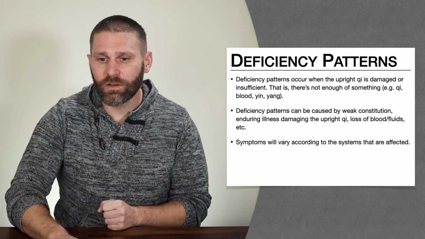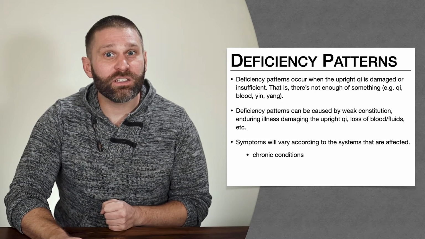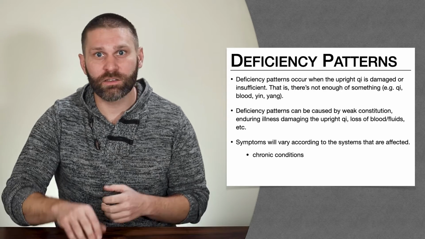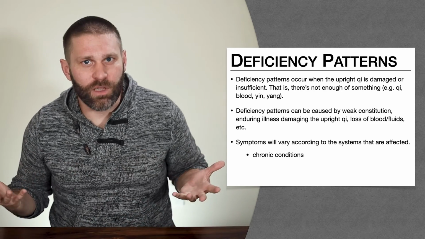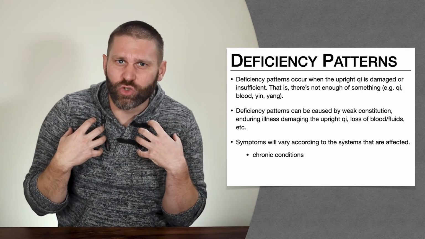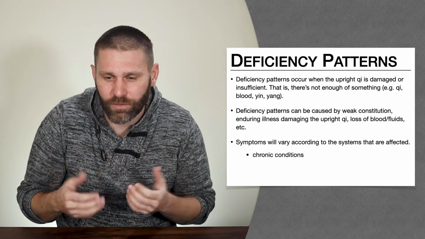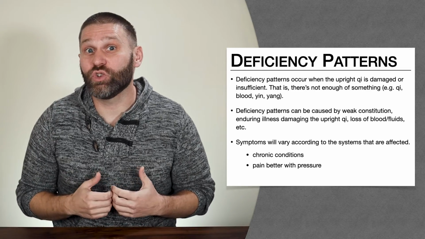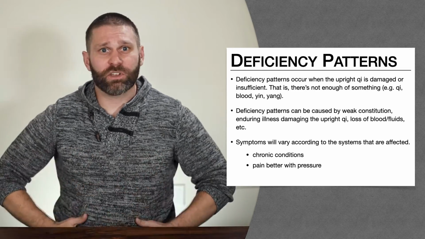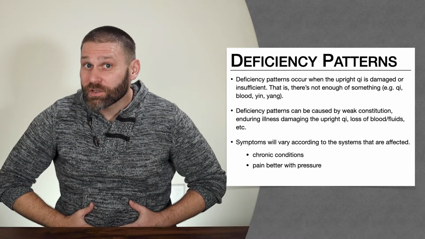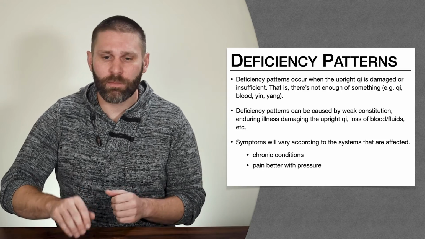But some things we can look for are deficiency patterns tend to be associated with long-term illness or chronic conditions. Basically, you don't just suddenly become deficient. Usually it's like you're gradually worn down by enduring evils or just poor life choices. If we see pain in deficiency patterns, the pain is usually better with pressure. So it's like if I had menstrual cramps and that cramping pain was better with pressure, that might be a deficiency pattern.